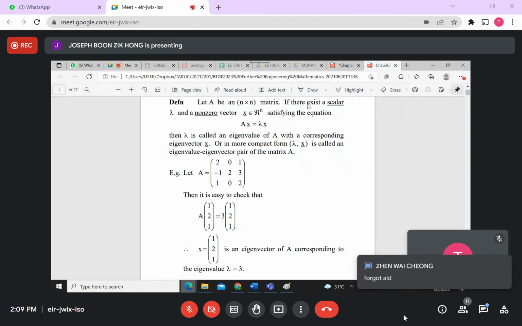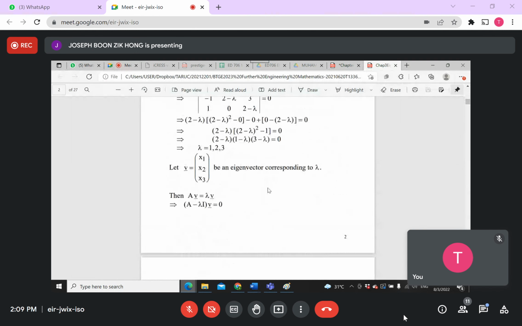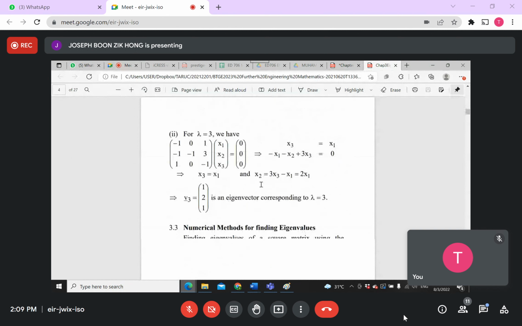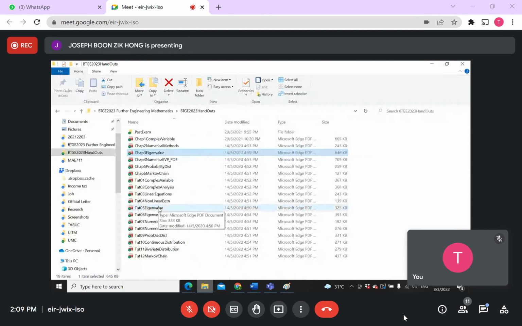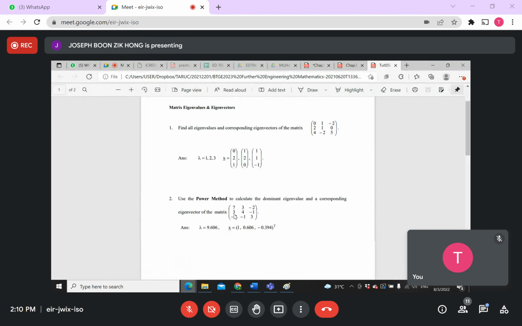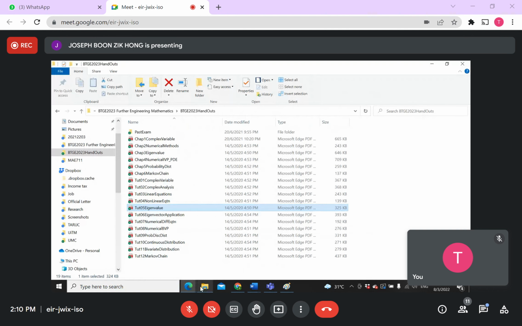Okay, then we teach even the basic one. I will teach how to find the eigenvalue, and then how to find the eigenvector, and then next is how to find them by using the numerical method. Hopefully, next week I will continue the class. Hopefully I can finish the 5. Yeah, 6 questions only, not much.